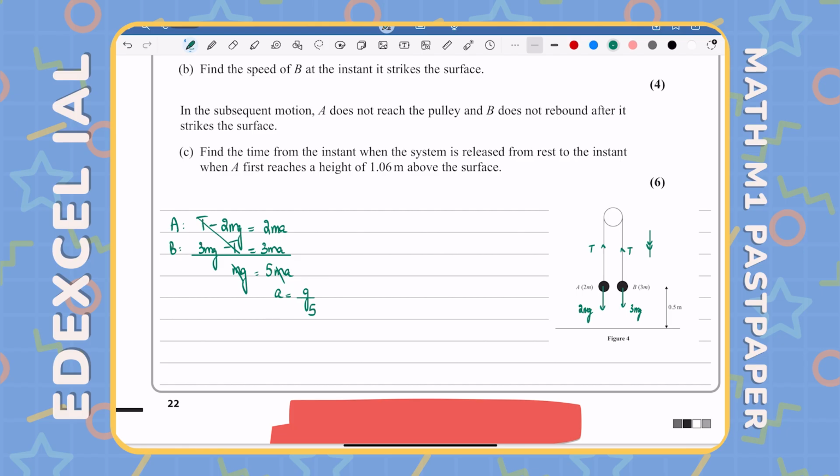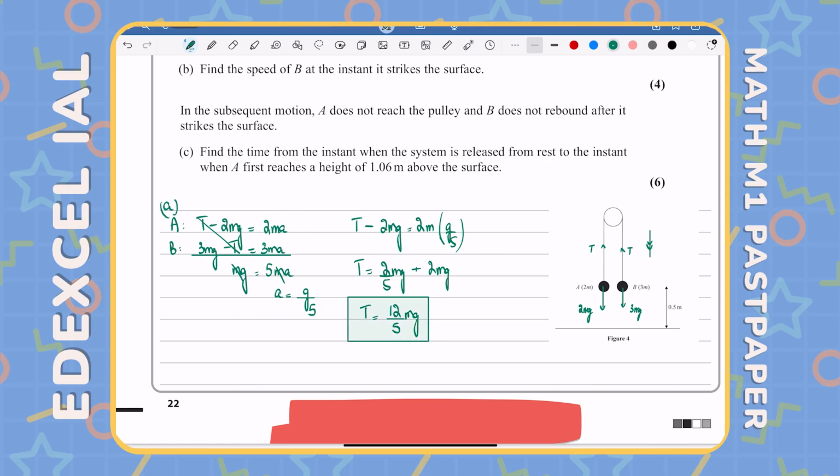Now this is not what the question wanted. The question wanted the tension. So let's use A's equation, which is T minus 2mg equals 2ma, and now we know a equals g upon 5. So T equals 2 upon 5 mg plus 2mg. So 2 plus 2 upon 5, that's 0.4 plus 2, which is 2.4, equal to 12 upon 5. So 12 upon 5 mg, this is what the question wanted, and this is the answer to the first part.